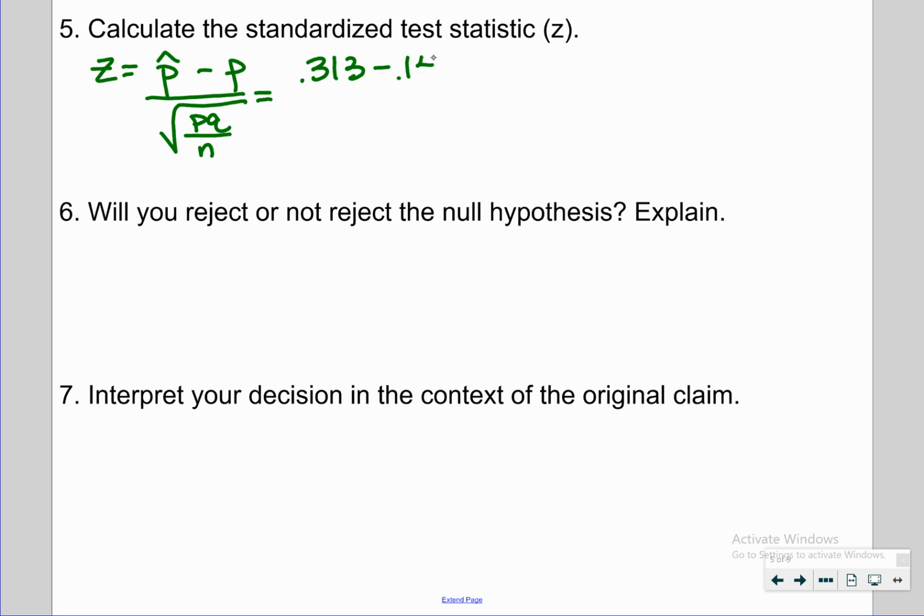minus our P was 0.14, what we were hypothesizing about. It's always sample minus population. And then we had 0.14, 0.86 for our P and our Q over N, which was 399. All right, 0.313 minus 0.14. I get 0.173 on the top. On the bottom, divide by 399. Take the square root, I get 0.0174.